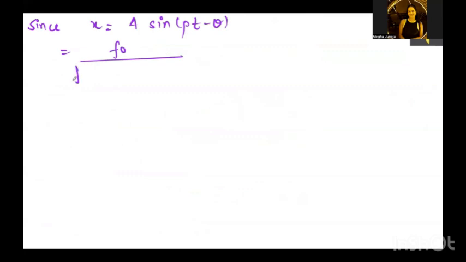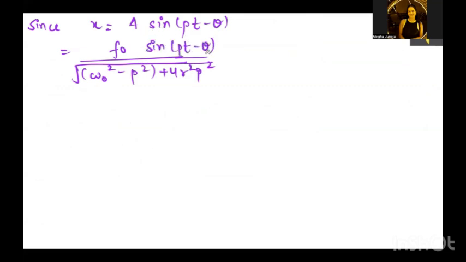Okay, so now we know one thing, since x is equivalent to A sine pt minus theta. That's what we considered also, correct? यही हमने solution consider किया था. यहाँ पर A की value को कर देते हैं substitute, which is F naught over under root of omega naught square minus p square whole square plus 4r square p square, correct? And then as it is, we can say, so sine of pt minus theta.